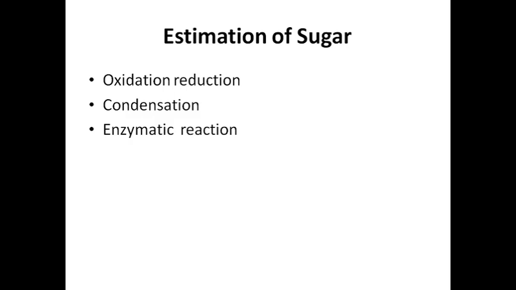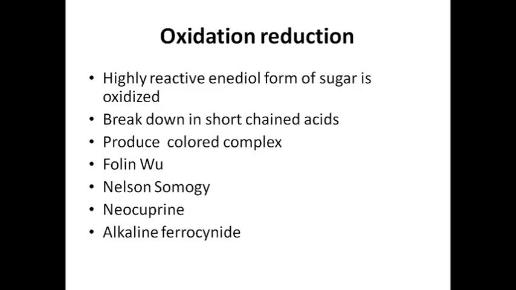Sugars can be measured by three different methods: oxidation reduction, condensation, and enzymatic measurements. Let us see about oxidation reduction methods. The enediol form of a sugar is highly reactive and easily oxidized. Upon oxidation, the carbon chain of carbohydrate is ruptured with the formation of acids of shorter chain length.